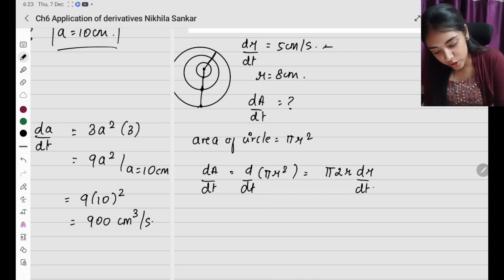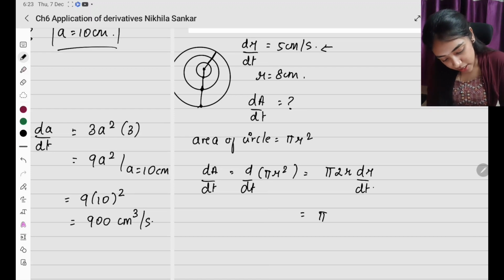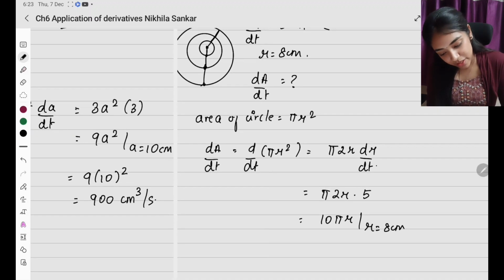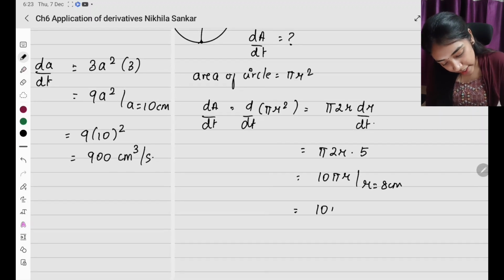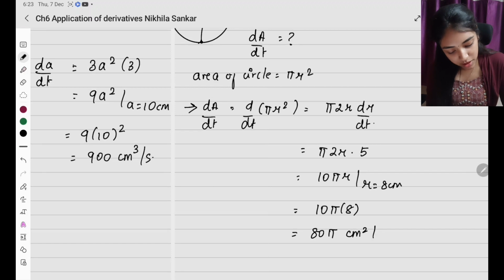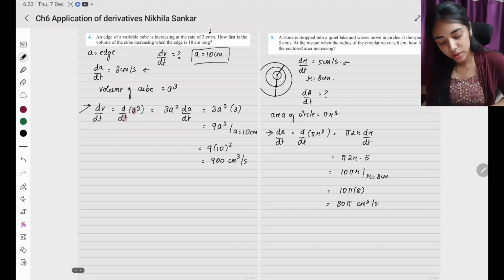Okay, when I substitute what is given in the question, dr by dt is given. So pi times 2r times 5. When I multiply this, I have 10 pi r, and the radius is also given, which is 8 centimeters. Correct? When I substitute that, I have 10 pi times 8, which is 80 pi, and we are talking about area with respect to time. So centimeter square per second. Okay, please copy.